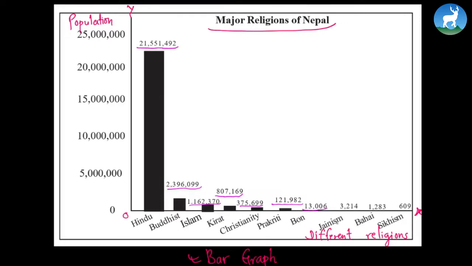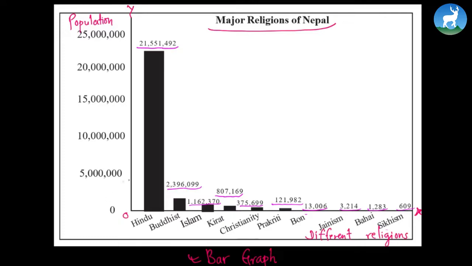And there's a religion called Bon. 13,606 people follow this, and 3,214 people follow Jainism. Baha'i people are 1,283, and 609 people are Sikh. So, the rectangular area is so small that it cannot even be plotted in this line.